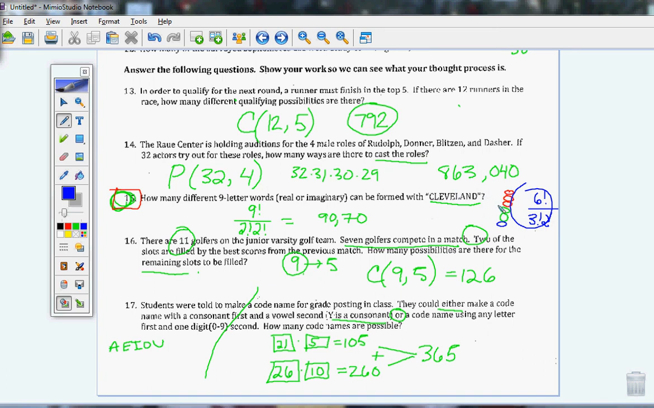Okay, so when you have the arrangement and there's non-distinct items, like some of them are the same, you got to be careful for those. Okay, look back at all the review and all that, and hopefully you're in a better spot now after watching the video.